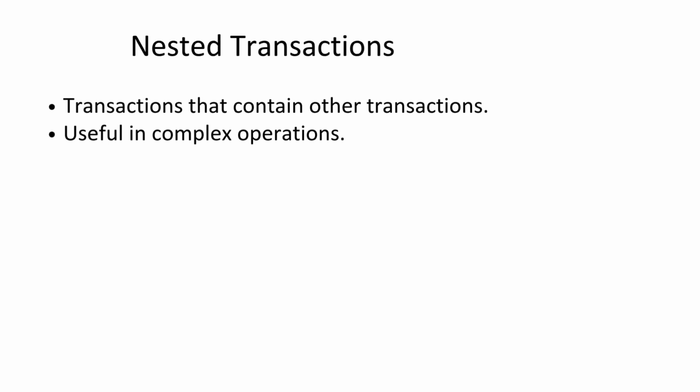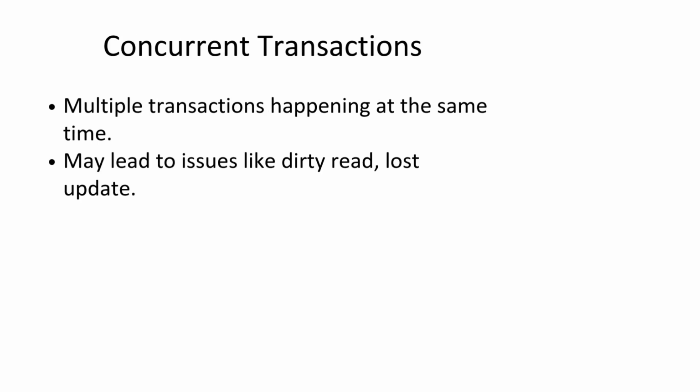Nested transactions. In some cases, a transaction might contain sub-transactions. These are called nested transactions. If the inner one fails, only it is rolled back, not the outer transaction. This makes complex processes more manageable and less error prone. Concurrent transactions. When multiple users run transactions at the same time, they are called concurrent transactions. This can cause issues like dirty reads, lost updates, or unrepeatable reads. DBMS uses techniques like locking and isolation levels to prevent such problems.